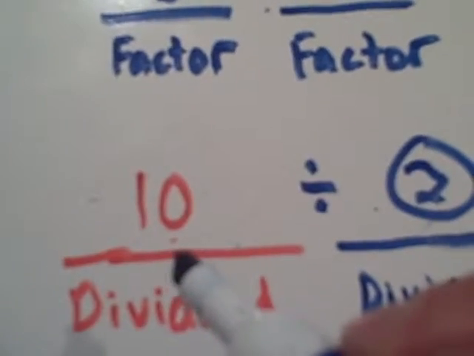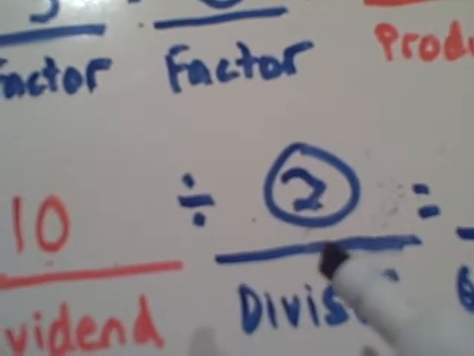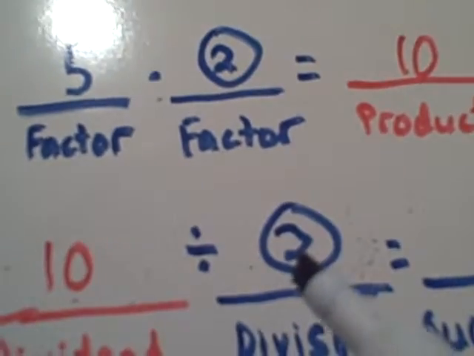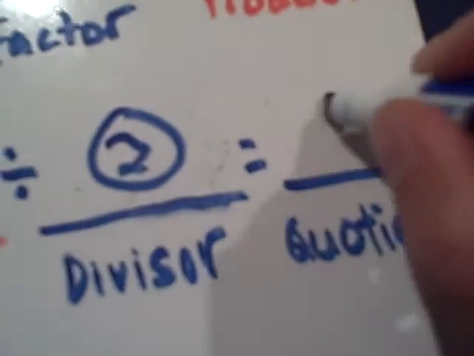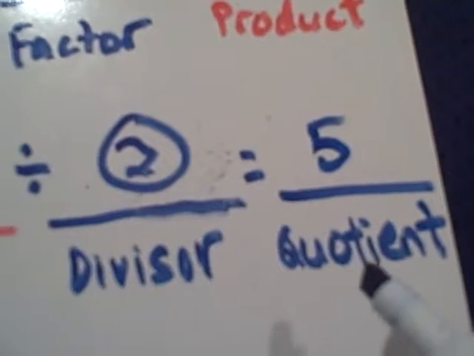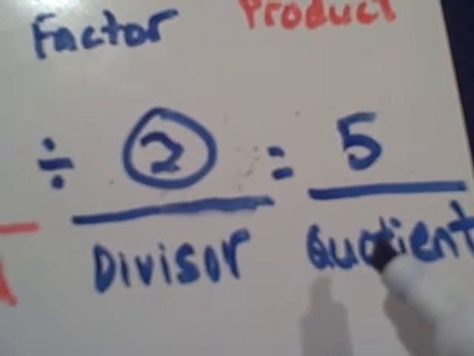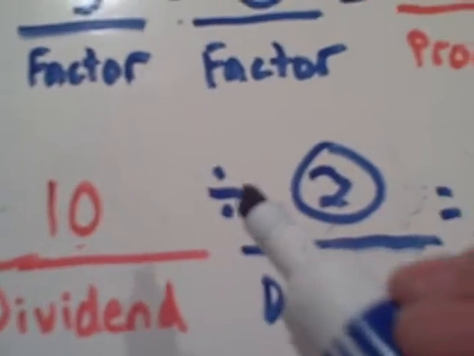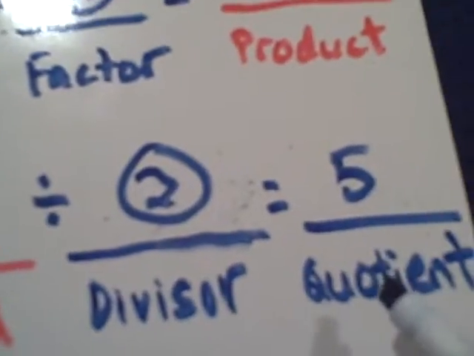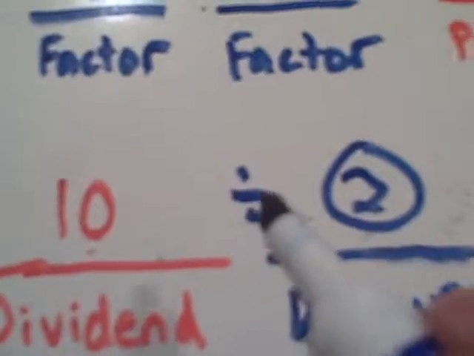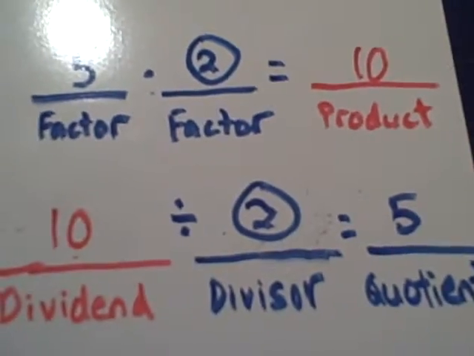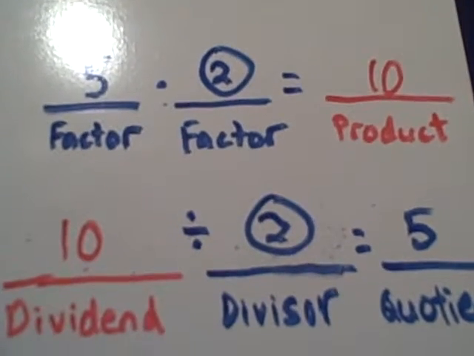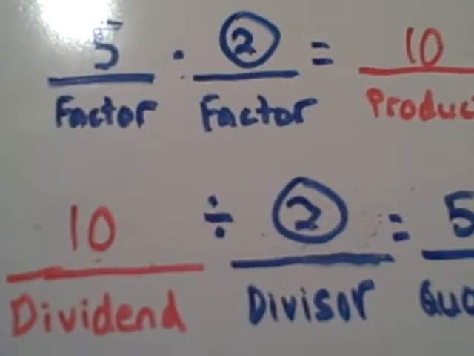So the dividend of 10 divided by a divisor of 2, guess what you come up with for your answer? That's right. The only number that's left over is 5, and that is called the quotient because it's the ending number of the division equation. Dividend divided by divisor equals quotient. 10 divided by 2 equals 5. Exact same numbers, just different names.